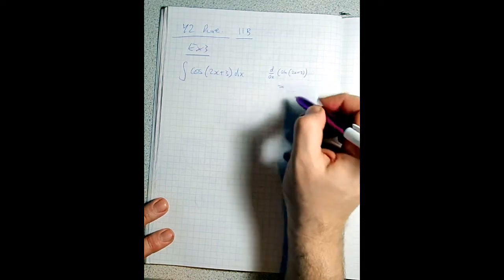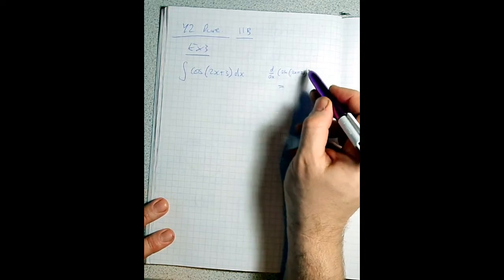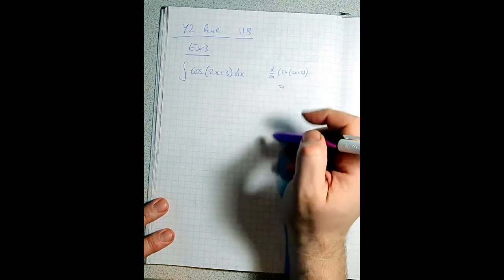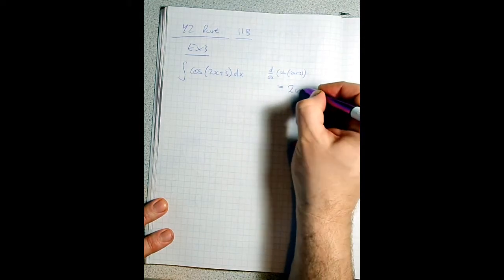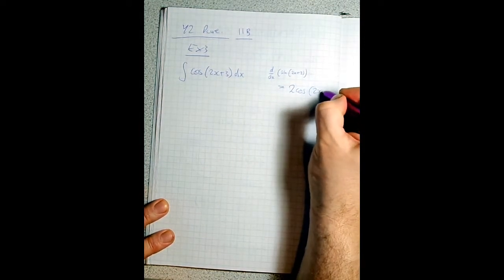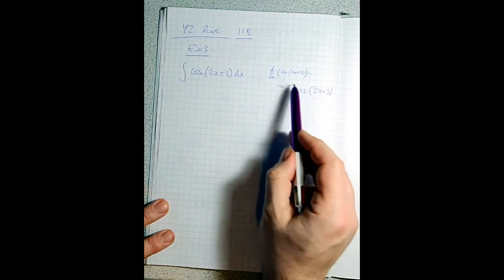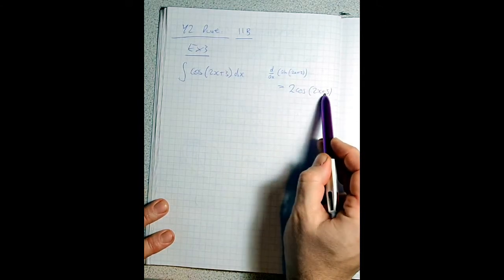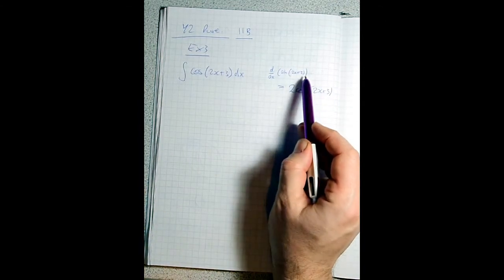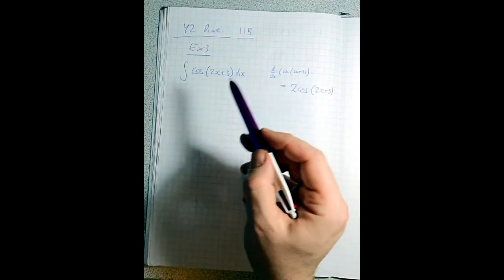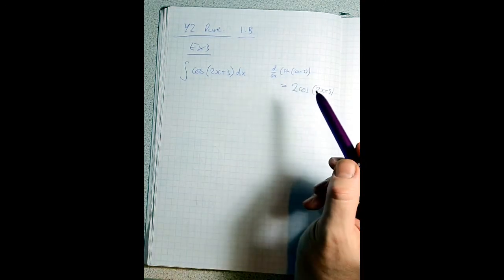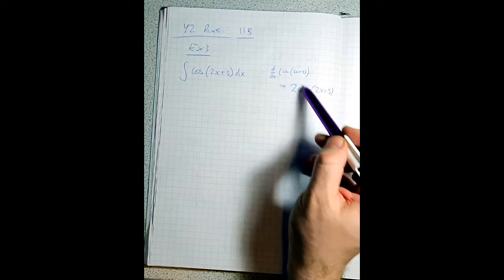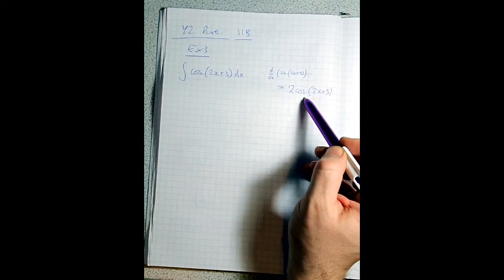Now we know that sine goes to cos, so chain rule says differentiate the whole thing, multiply by the derivative of the bracket. So you need to be comfortable that 2 cos 2x plus 3 is the derivative of sine 2x plus 3. If you're not comfortable with that, you need to go back to the differentiation, look at the chain rule and understand how I've done that differentiation, otherwise you're not going to be able to do the rest of this chapter.